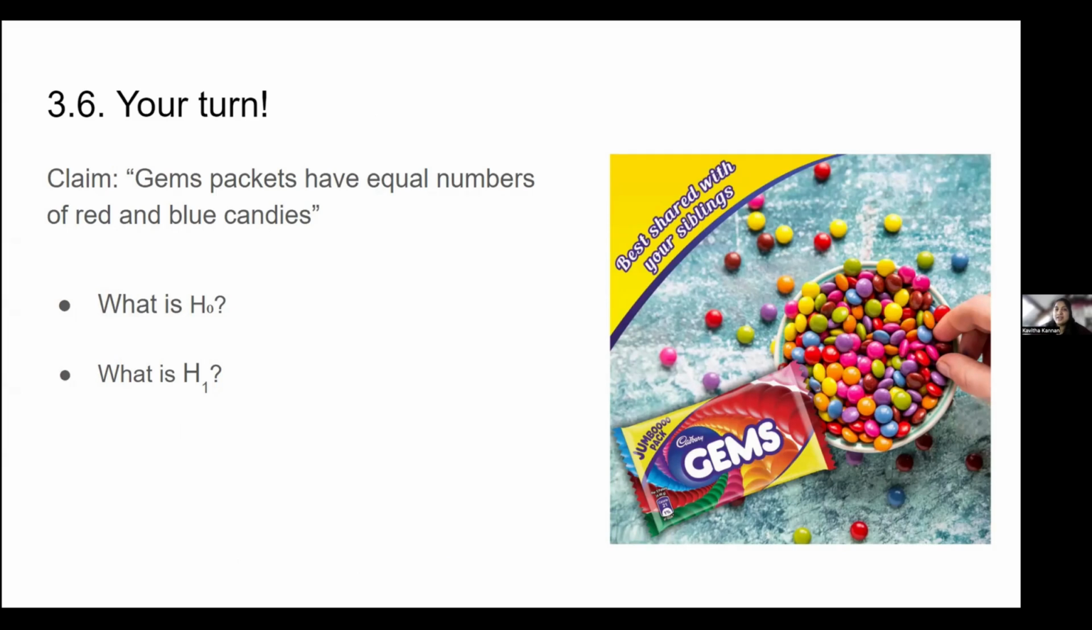Now we have a pack, usually packets of gems, for example. And my claim here is that gems has an equal number of red and blue candies. What do you think is the null hypothesis, and what do you think is the alternate hypothesis? You can put it in the comment in the chat.